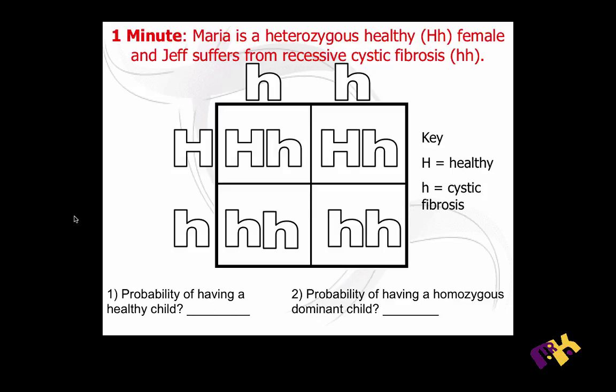Miley? 50%. Yeah, 50%. Remember, just because you're a carrier, it does not mean that you have the affliction, right? It just means you're carrying one of the alleles, one of the recessive alleles. It does not mean that you suffer from the symptoms. Right? And what's their probability then of having a homozygous dominant child?